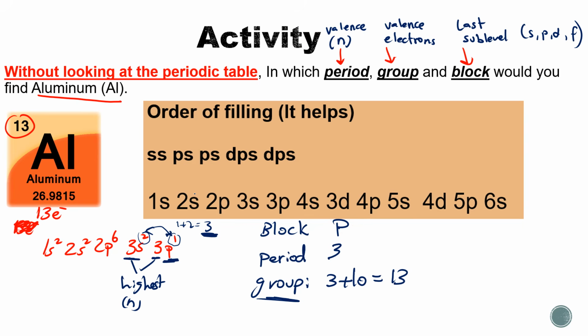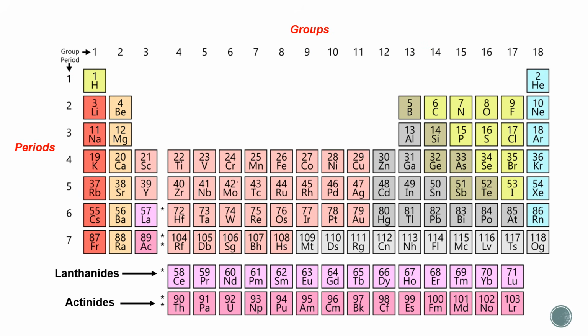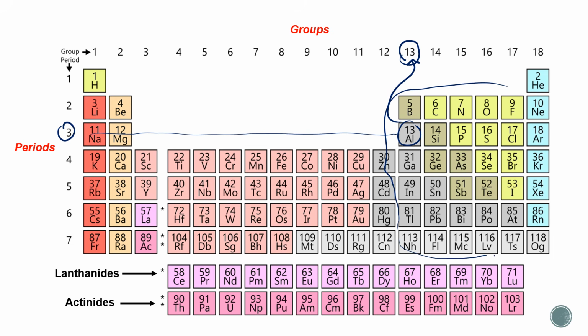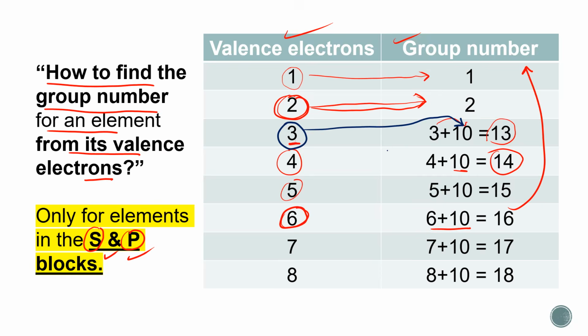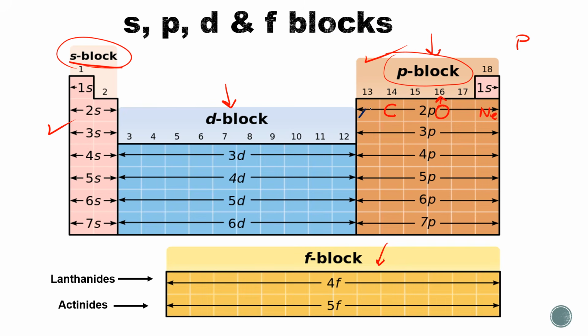Let's check our solution. Aluminum. So period 3, and it is in group 13. And all of this is block p. As you can see here, here's aluminum. Group 13, period 3, block p. Okay, guys?